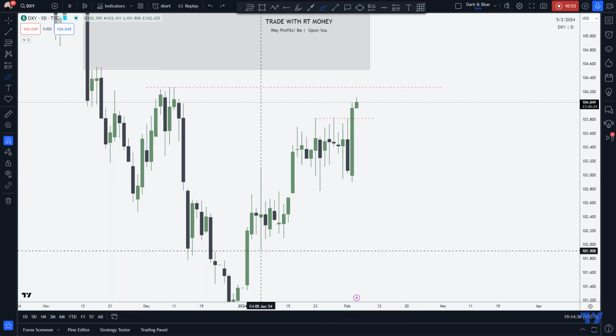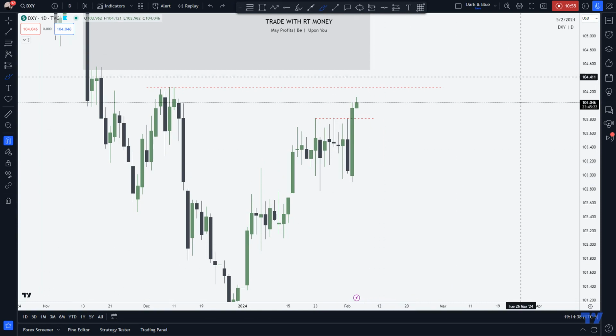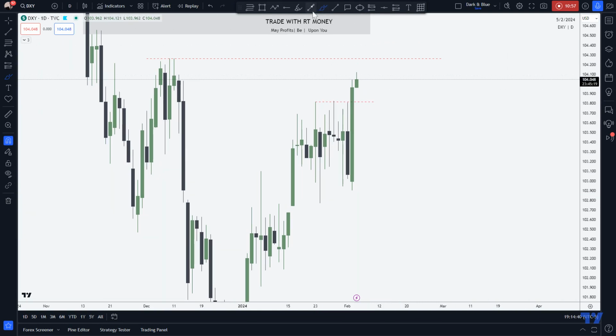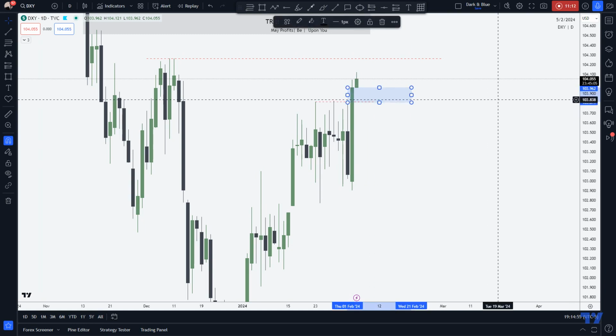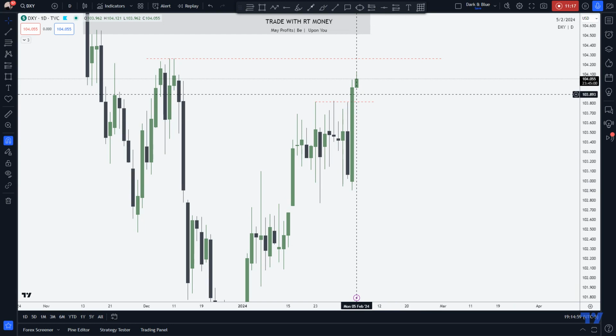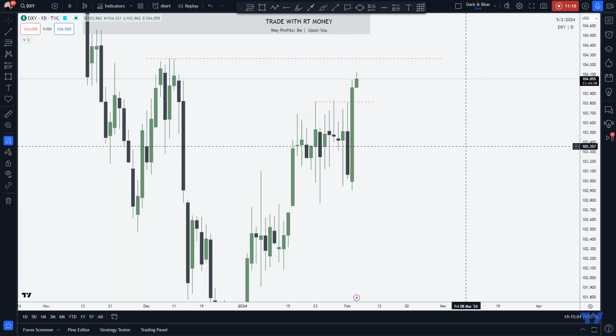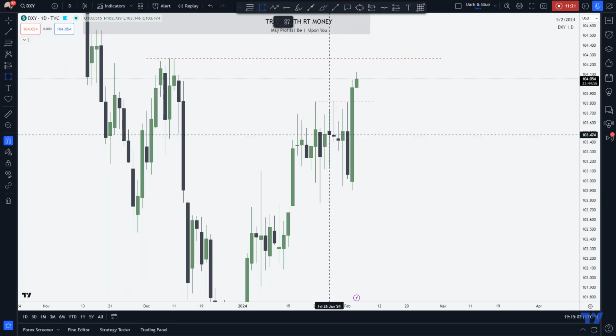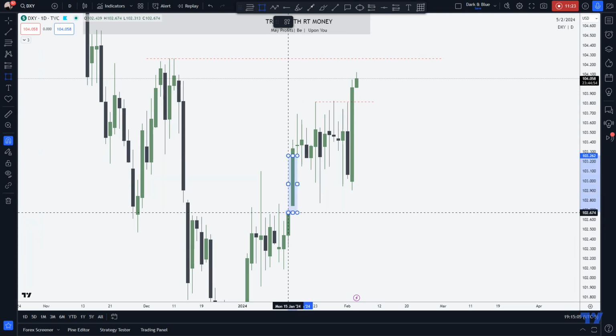I also want you to see that I am looking for the other side of this fair value gap that is forming. This candle is still open. We have to wait till it closes before we can say it's left a fair value gap. This fair value gap does not exist yet, but if it does leave one, that's a pretty bullish sign. I want you to also make note of this.